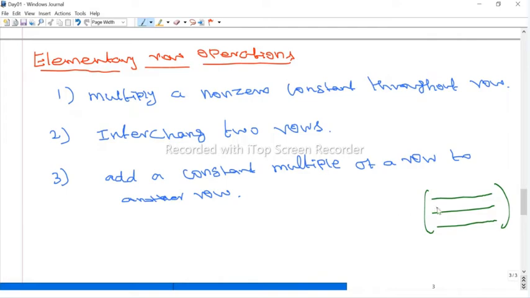Therefore, each term we have to multiply. So I have to multiply each term by C. So throughout the row, we have to multiply by a non-zero constant. Okay, that is one operation.